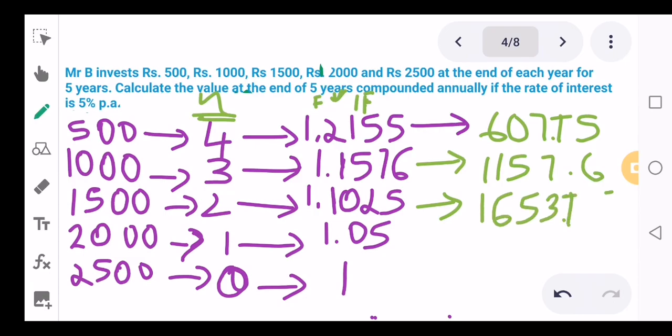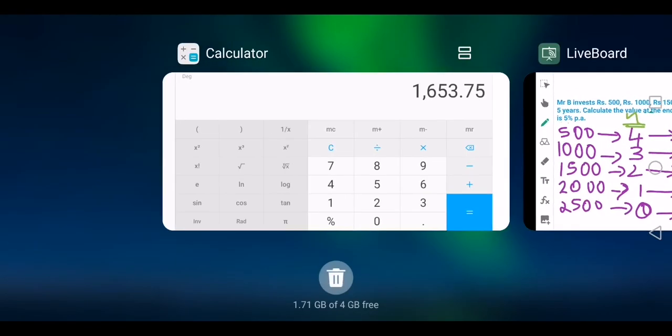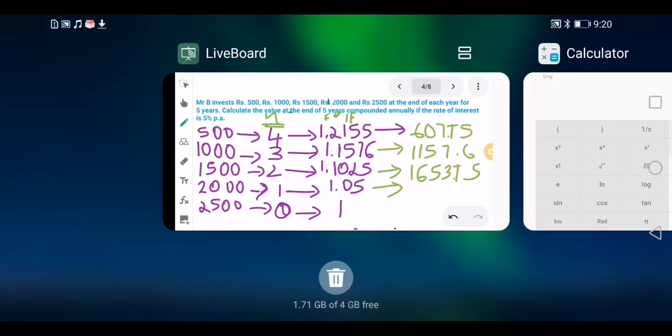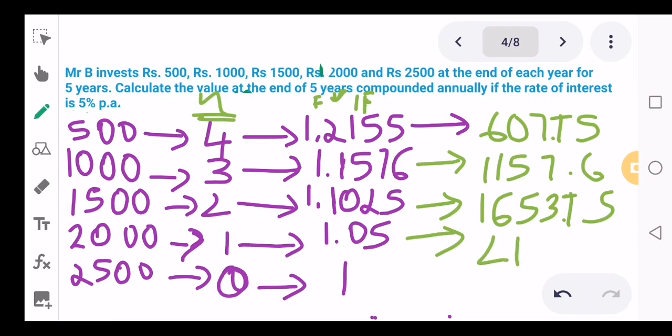1653.75. The next is 2000 into 1.05. 2000 into 1.05 is equal to 2100. 2100 into 1.05 will be nothing but 2500.